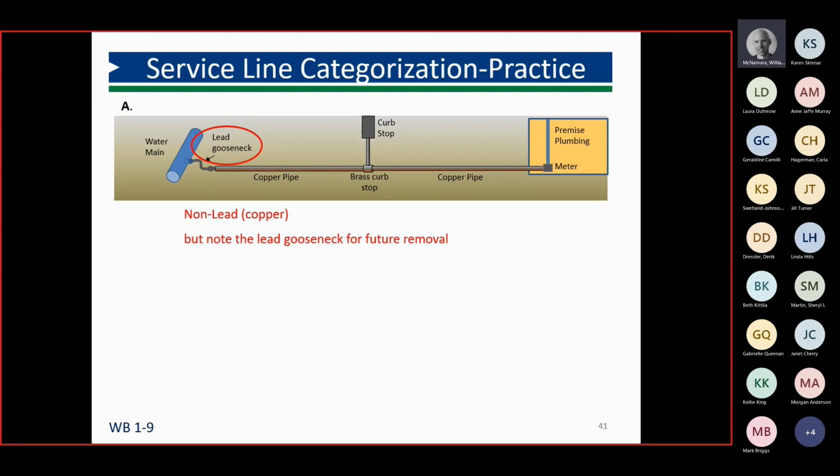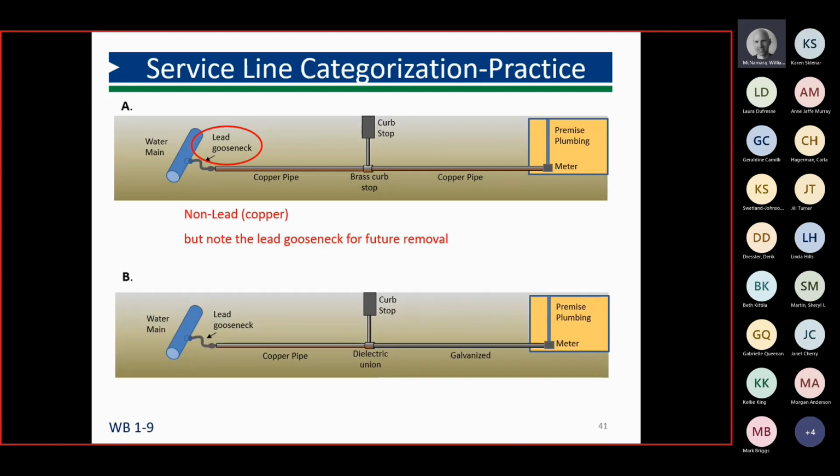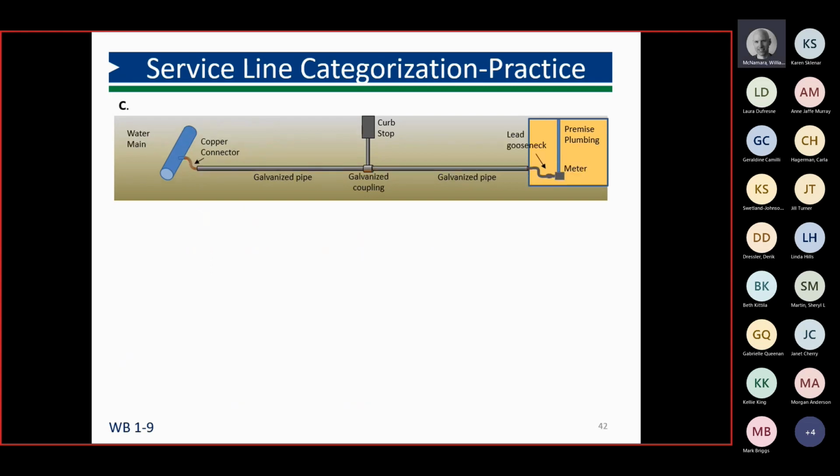But you got the category right, it's non-lead. All right, the next one was lead gooseneck, copper pipe, and then a galvanized line. What would this be? Very good. Yep, galvanized requiring replacement, GRR.